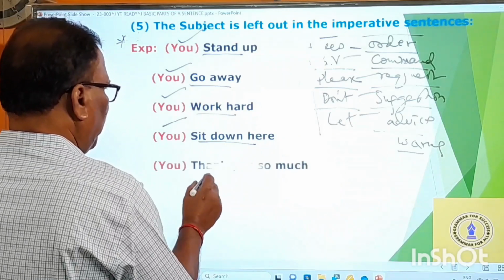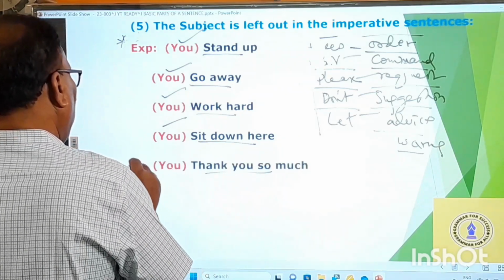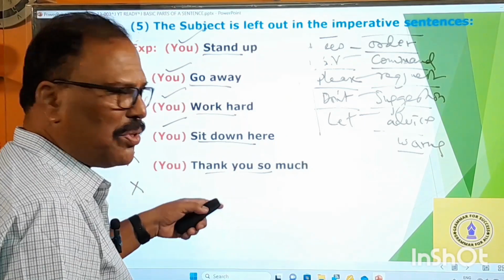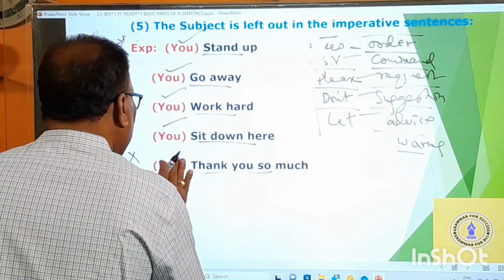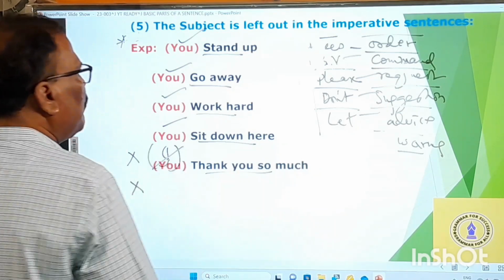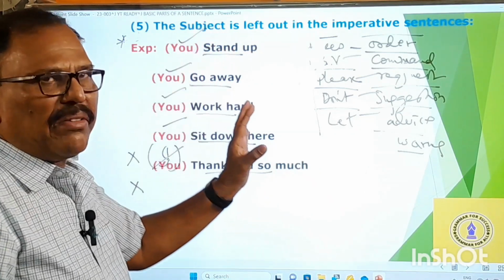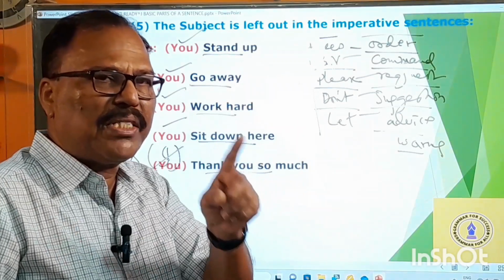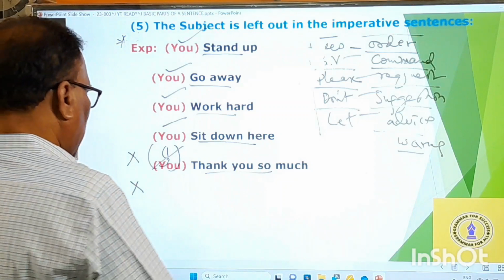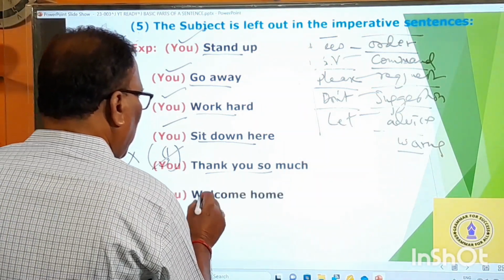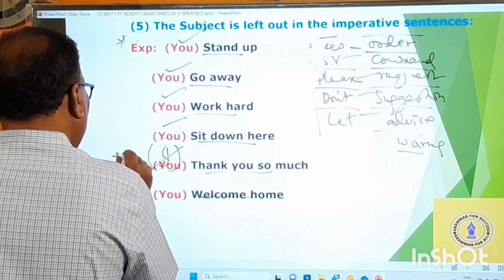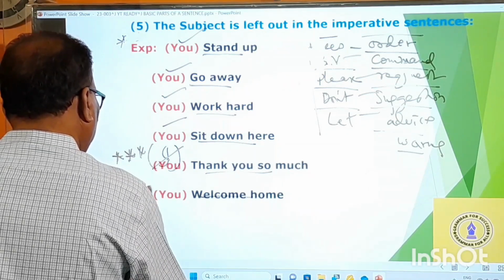Then, thank you so much. In these sentences, I have written wrongly. I have not checked these two sentences, please. Generally, in all the imperative sentences, you, the second person, is omitted. But one more sentence is also given here. Welcome home. See, the star marked sentences, please. They are given by mistake. I'm very sorry for that.